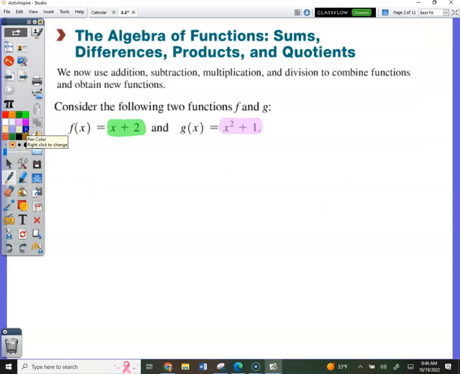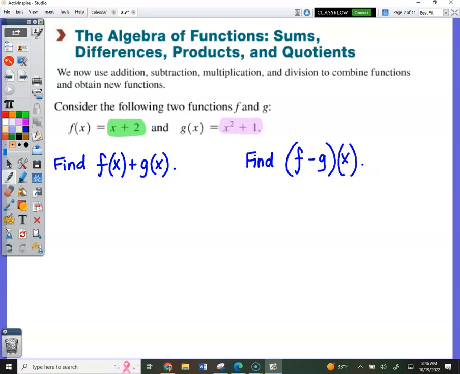All right, let's do this. Let's find f of x plus g of x. Find f of x plus g of x means take function f, green block, and add it to function g, purple block. That's it. And then you combine like terms, if there are any.